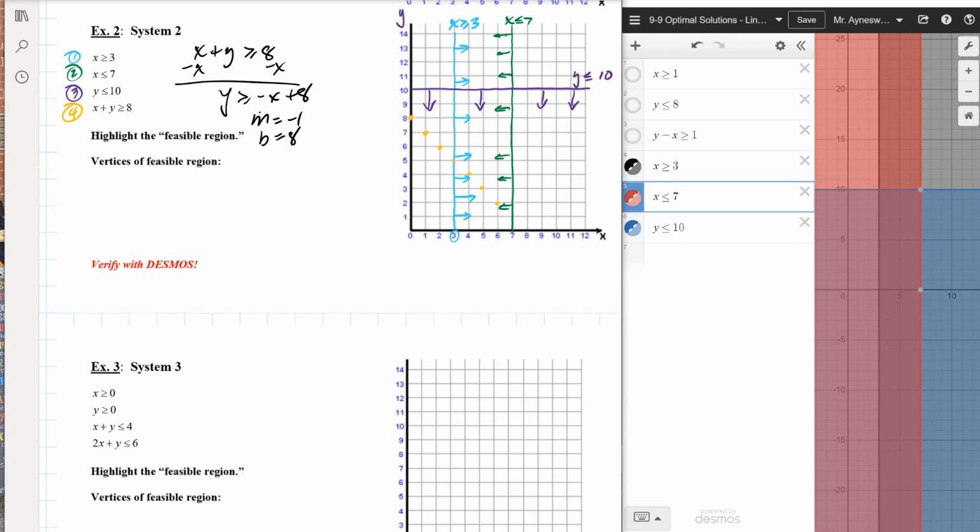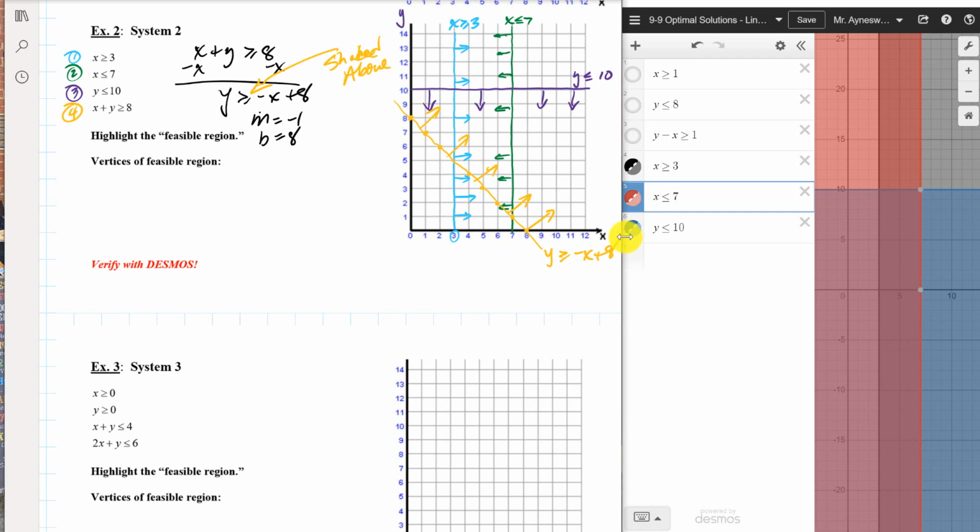I'm going to start at 8, and I'm going to go down one, right one, down one, right one. Okay. Now the inequality is greater than or equal to, so you've got to shade above. Greater than or equal to is always shaded above. So you draw your boundary line, and you shade above, and you draw a bunch of arrows, and this is y greater than or equal to negative x plus 8.